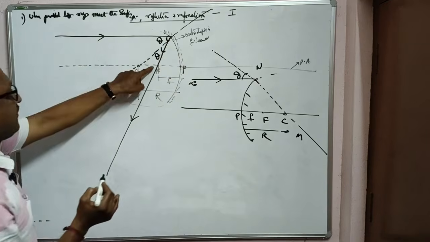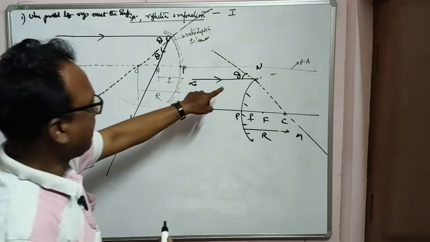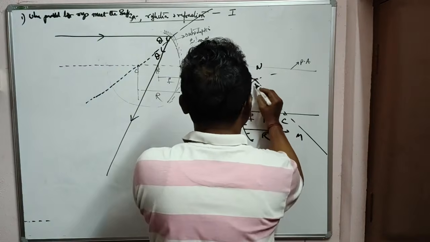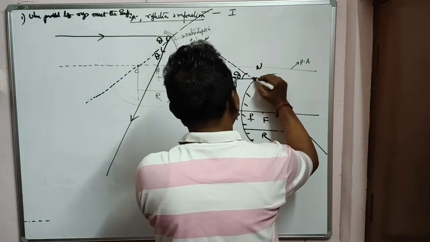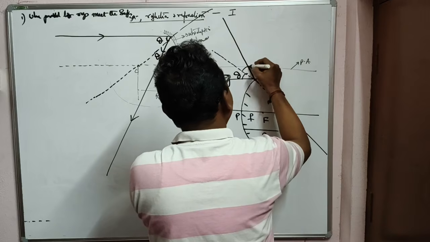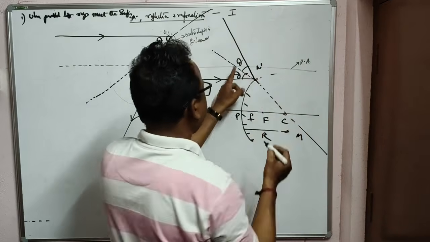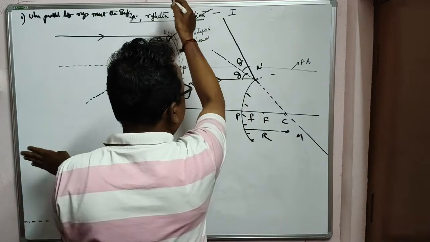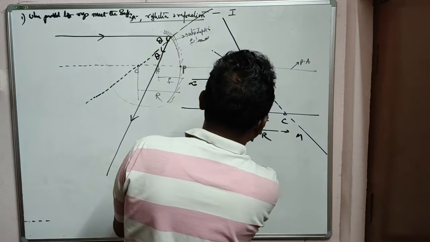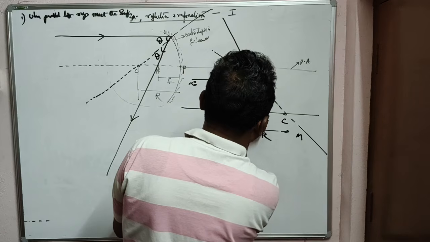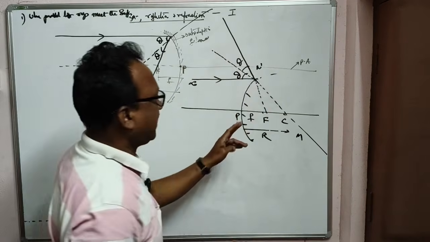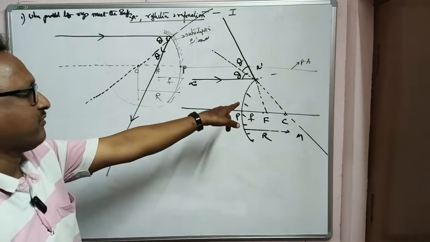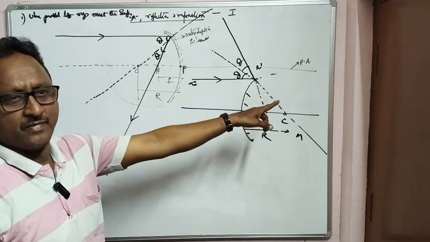Incident angle is equal to reflected angle. So here also you can see the incident angle. Because it is a convex, it is diverging. Incident angle is equal to reflected angle, theta is equal to theta. Because these are diverging rays, what happens? They won't meet, they will go to the other side, somewhere over here. So that is why in the case of convex you will get a virtual image, not a real image.